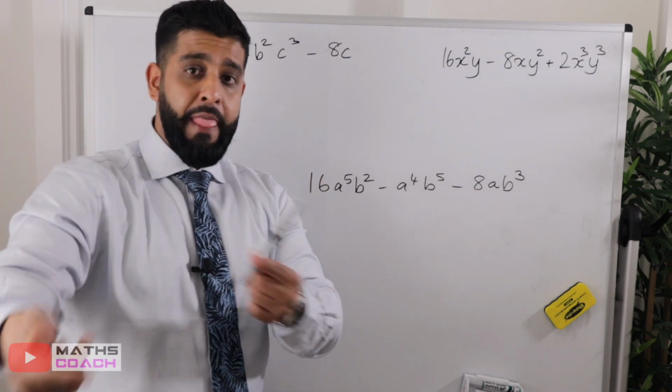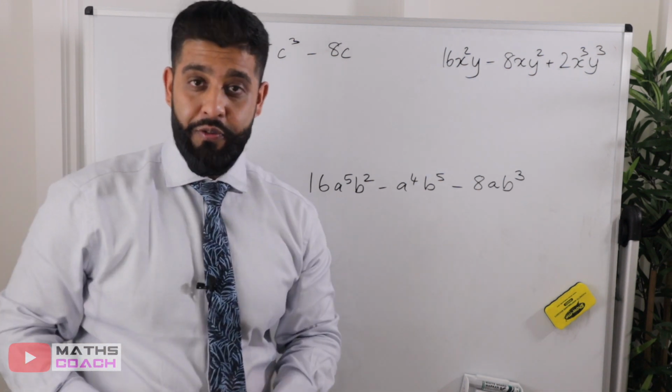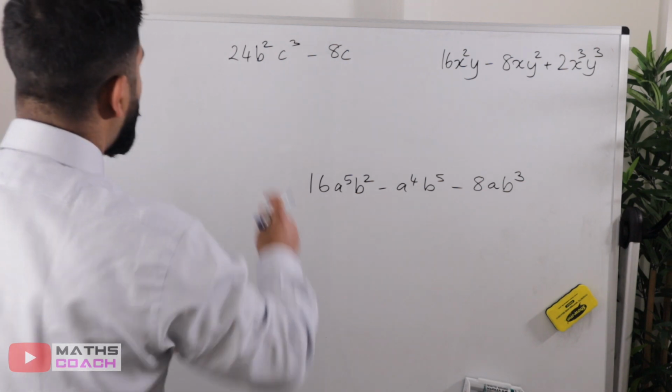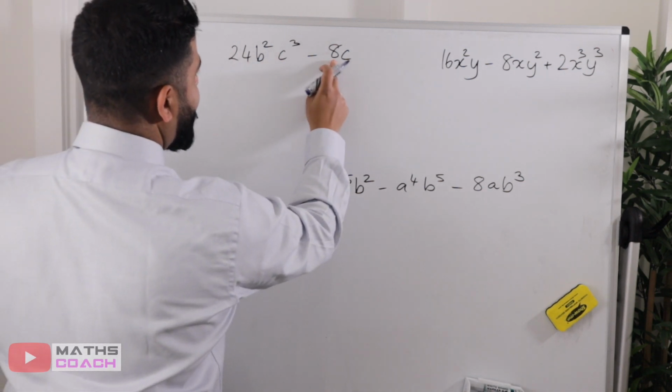Pause the video here and do it yourself on a piece of paper, and then I'll go through it with you. Okay, so let's go through them now. We've got 24b squared c cubed minus 8c.